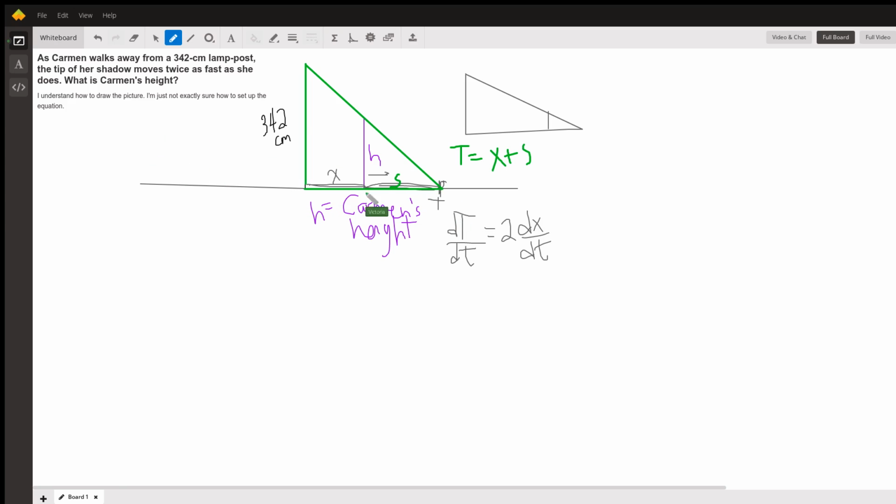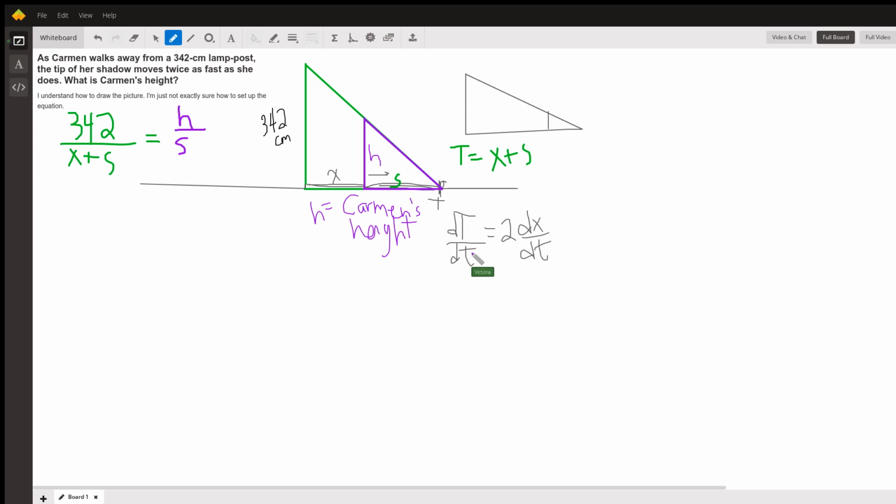So if we look at the big green triangle, we'll set up this ratio, which is that the tall side of the big triangle over the bottom, the horizontal side, is equal to, now we're going to do this purple triangle, the tall side of this purple triangle to the horizontal side of the purple triangle. So this is going to be h over s.